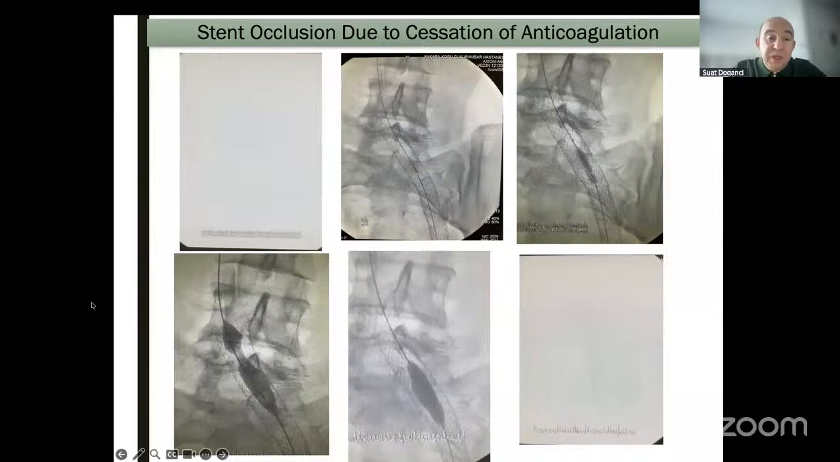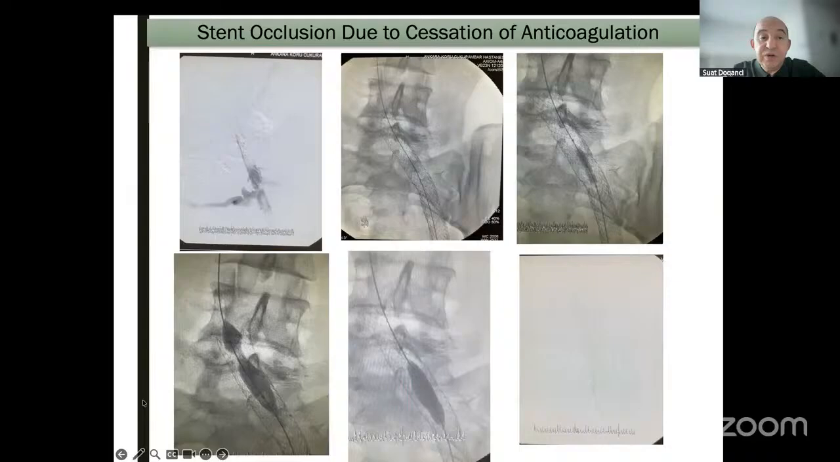And this patient had stent occlusion because of the cessation of anticoagulation. I stented this patient more than 2 years ago. Unfortunately, due to some teeth problems, the dentist stopped the anticoagulation for 2 weeks. Although I told him not to stop, after cessation of anticoagulation, as you see in the picture, the stent is totally occluded, unfortunately.